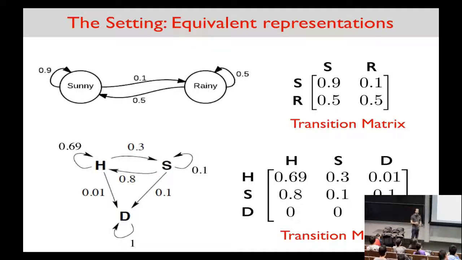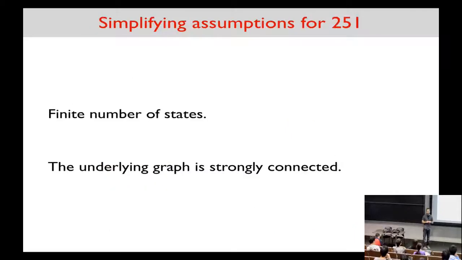As we said, there are two different but equivalent representations of a Markov chain. You can draw the directed graph, or you can write the matrix. The matrix is called the transition matrix. Okay, and for 251 purposes, we're going to make some assumptions. First, the number of states is finite. And the second assumption is that the underlying graph is strongly connected.